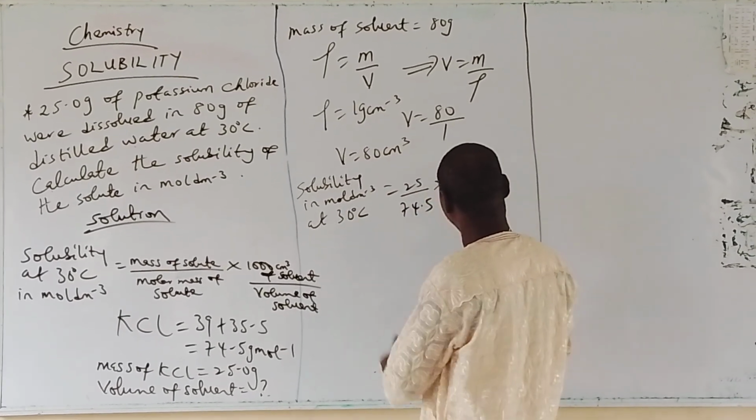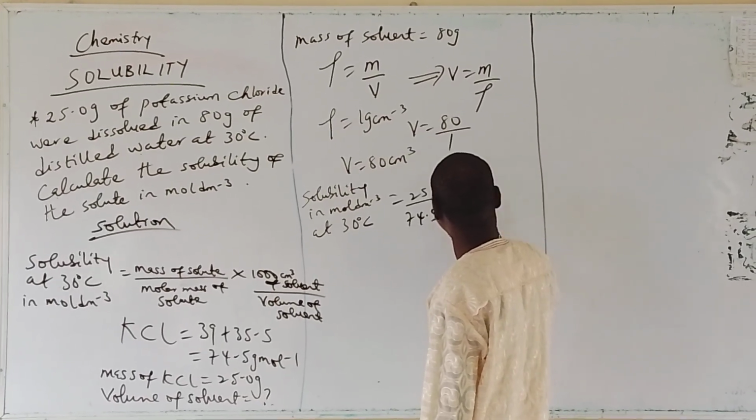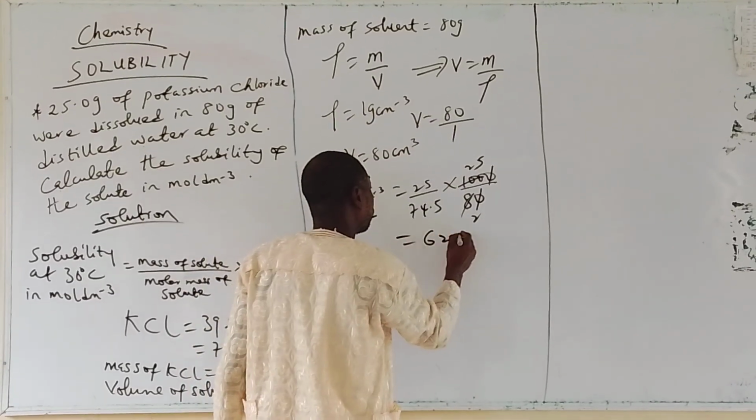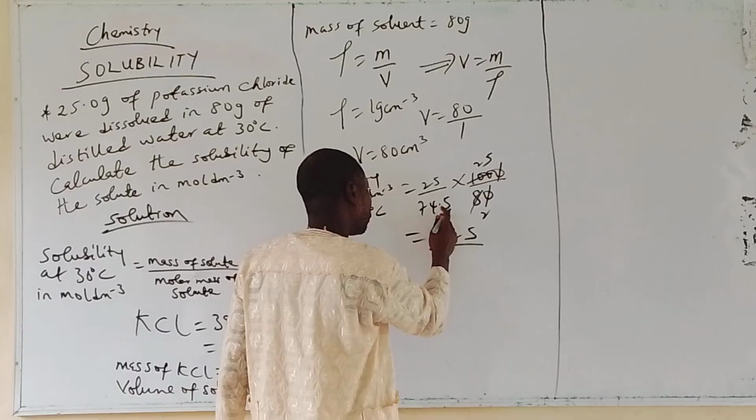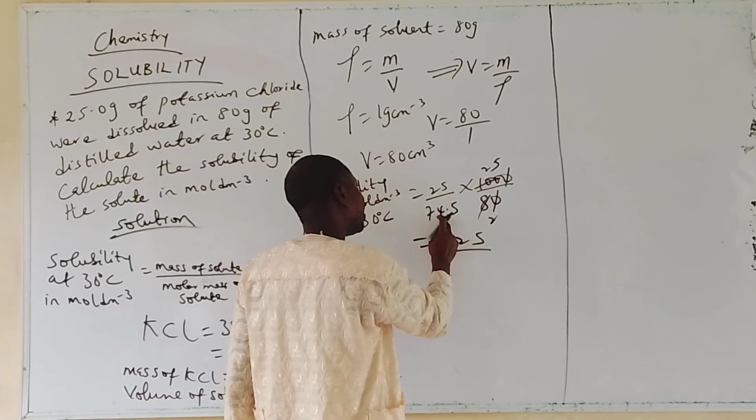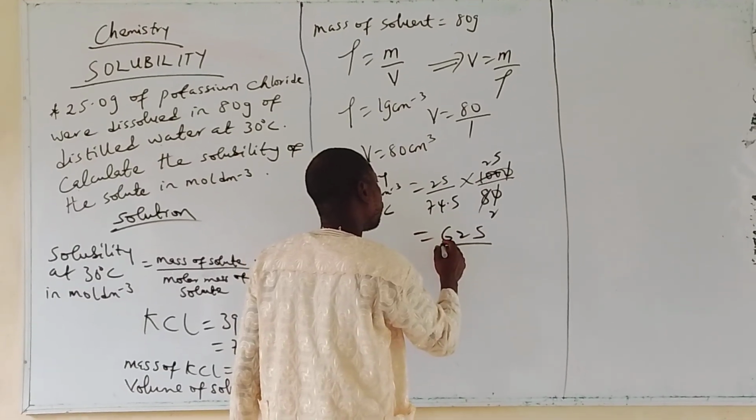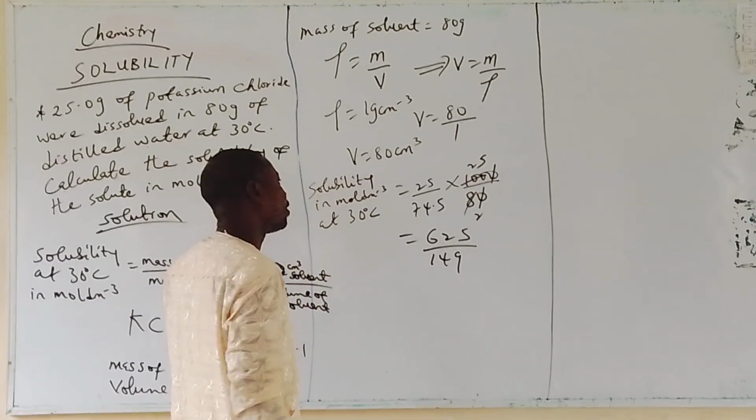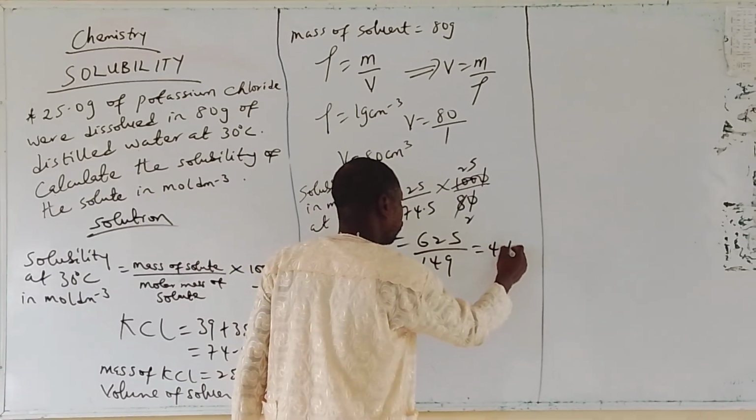So now let me work this out. 0 cancel 0, 4 here 2, 4 here 25. So when I find the product of 25 and 25, it gives me 625 over 2 multiplied by 74.5. Let's multiply that. 2 times 5, 10. 2 times 4, 8. 2 times 7, 14, plus the one I kept, that is 149. Yes, that is 149. So if I divide 625 by 149, that should give me 4.19.